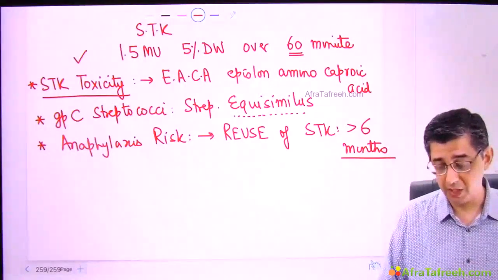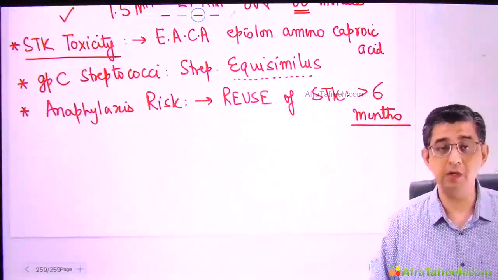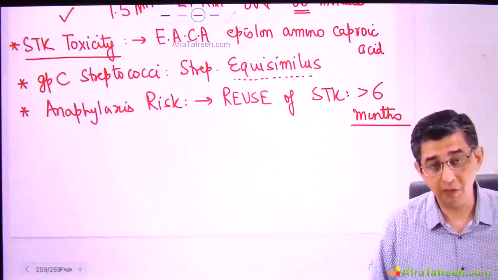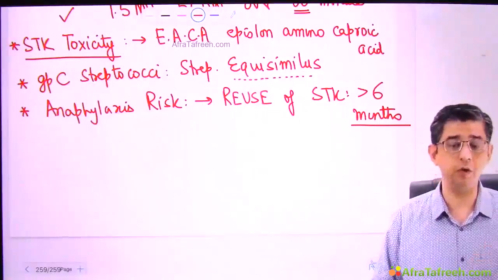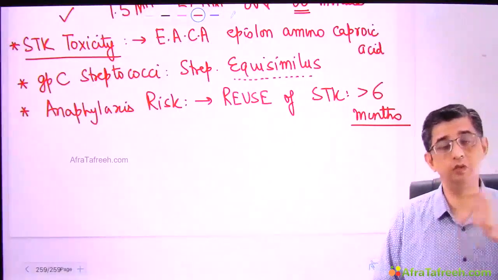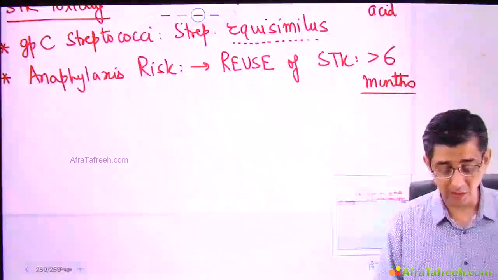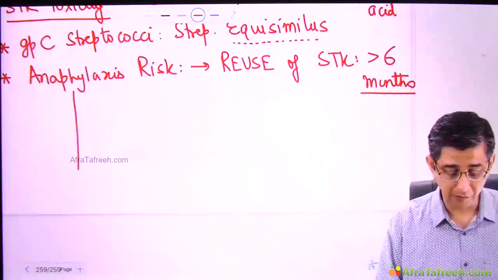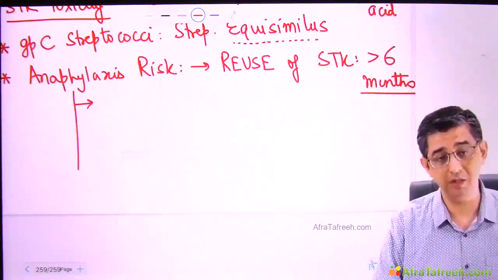The message is, because of the risk of anaphylaxis with streptokinase, it is advisable that you use alteplase, with which the risk of anaphylaxis will be very negligible or very minimal. So even if you are reusing it after 1 month or 2 months or 3 months, absolutely no problems, you can be pretty safe. In fact, at this juncture, I would like to dedicate a few minutes to talking about anaphylaxis also, because this is extensively asked in the exam.